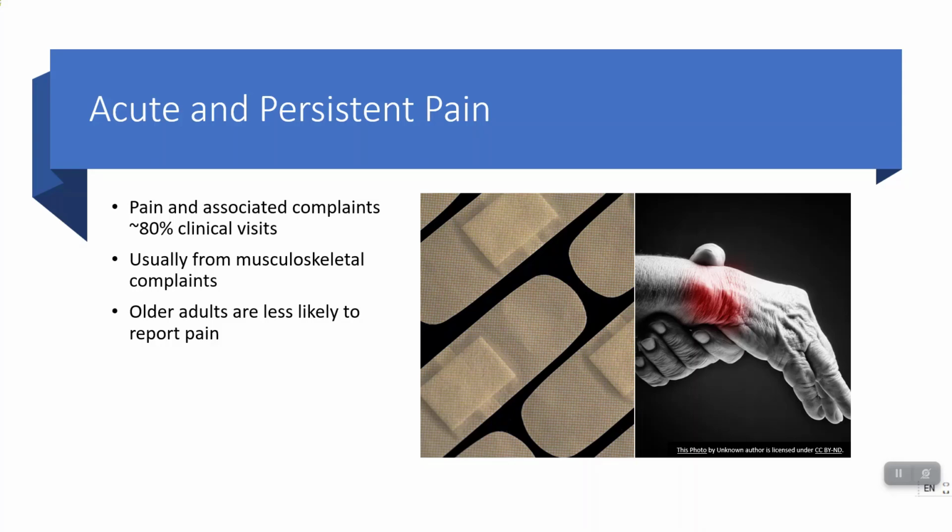The problem with using NSAIDs, such as aspirin and ibuprofen, is that they can cause GI distress. Older patients need to be instructed that if they're going to take these NSAIDs, as we call them, non-steroidal anti-inflammatory medications, they should take them with food. When these medications are taken with food, they decrease the risk of bleeding.